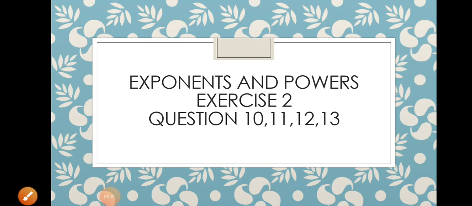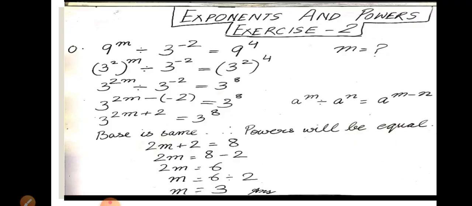Hello children, today we will start with exercise 2 which we were doing. Today we will discuss question number 10, 11, 12, 13. So starting with question number 10, it says that we have to find the value of m for which 9 to the power m divided by 3 to the power minus 2 equals 9 to the power 4. We have to find the value of m.